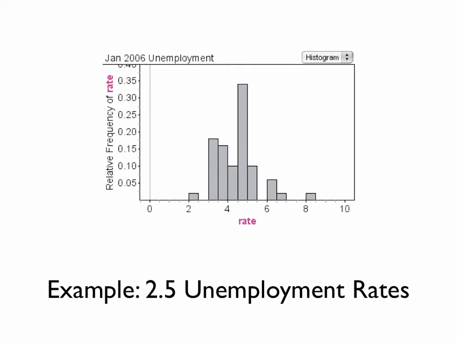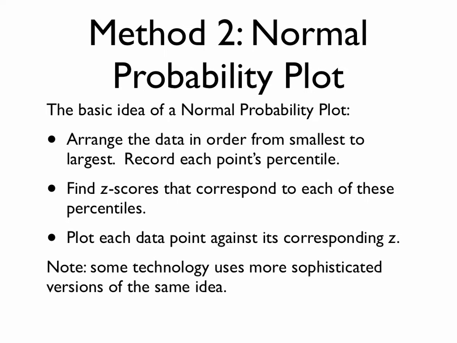Here's another example. This is sample problem 2.5 in your textbook. Here we have something where it's not exactly clear that the histogram shows us a normal distribution. Because there are so few data points, we need another method for assessing normality. And so the second method is called a normal probability plot, or NPP.